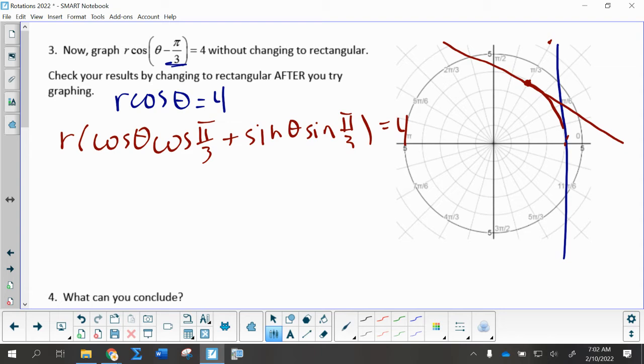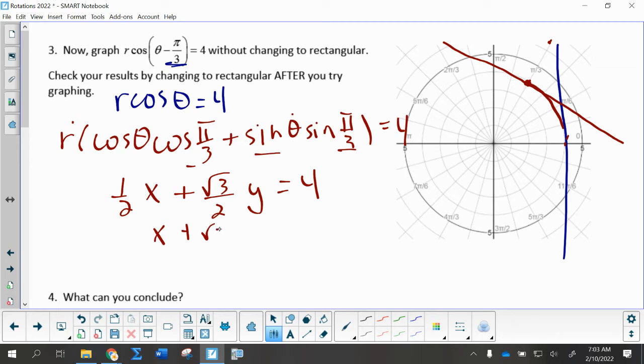Okay, so we have r cosine theta when I distribute, so that's x, and cosine of pi over 3 is a half, so I have 1/2 x from the first part. Distribute the r into the second part of the parentheses, I have r sine theta, that's y, and sine of pi over 3 is root 3 over 2. And if I wanted to write this in a way that looks like what I'm used to, I would probably multiply by 2. So thinking like y equals mx plus b, right?